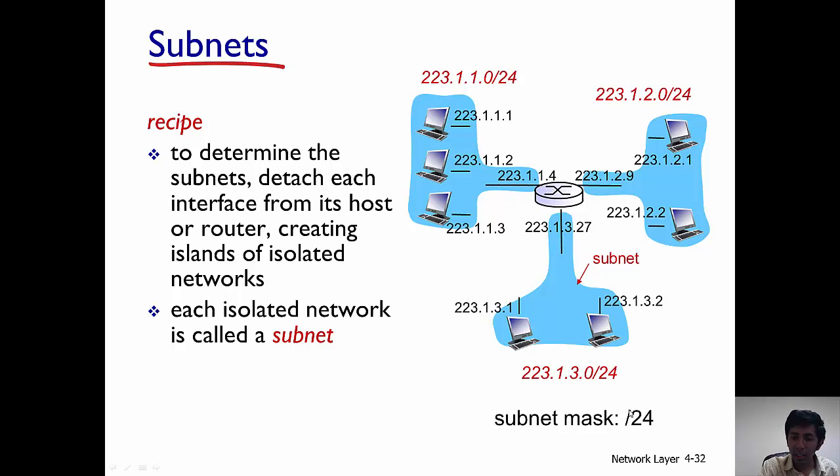As the subnet mask is /24, that means the last 8 bits could be different, and as a result the number of hosts that could be connected to this subnet is equal to 256, because there are 8 bits and those can be assigned to the different hosts, and therefore you could have potentially 256 hosts in a particular subnet here with subnet mask 24.